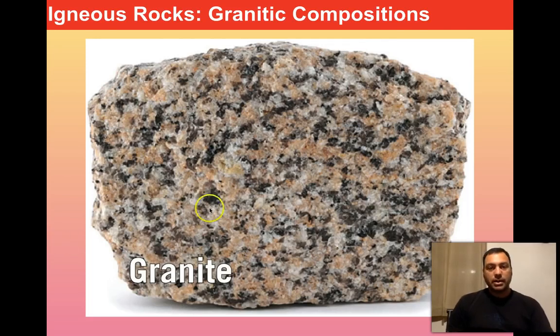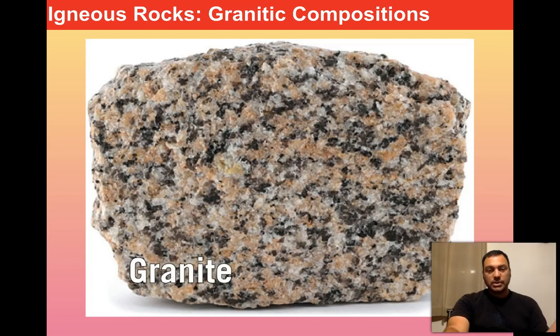All right, notice also the color. It's this white, orange, speckled black rock. So it's a light-colored rock. It also has a density of 2.7 grams per cubic centimeter, so it's 2.7 times heavier than water.